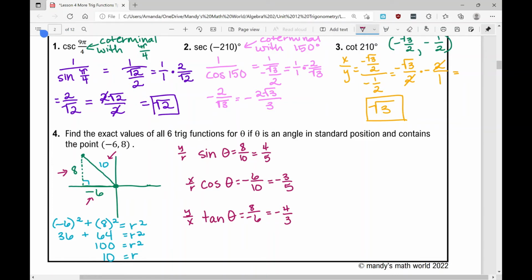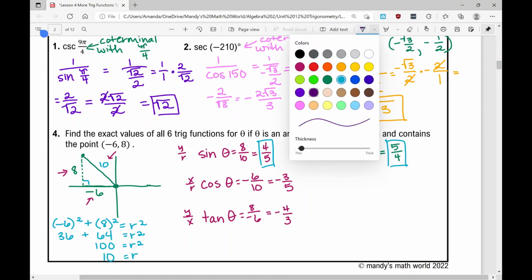And now let's do our reciprocal trig functions. Cosecant is the reciprocal of sine. I'm going to write it next to this. So the cosecant of theta is not going to be y over r. It's going to be r over y, which is 10 over 8, which simplifies to 5 over 4. And hopefully now you can see that they are reciprocals, right? That's 4 over 5. That's 5 over 4. Let's move on to the next one.